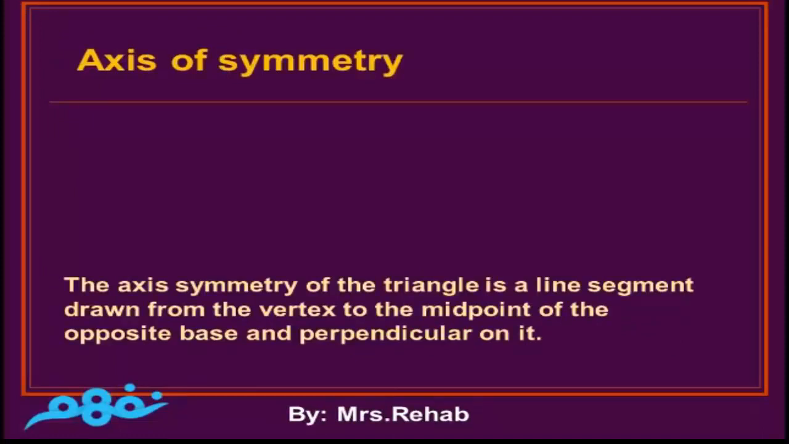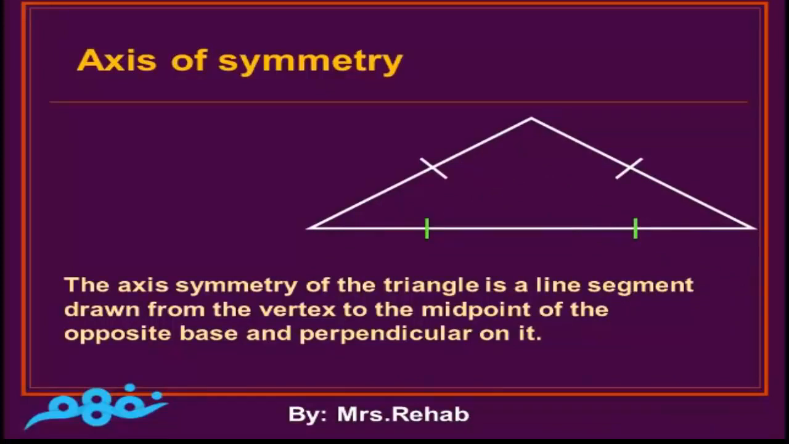Axis of symmetry. The axis of symmetry of the triangle is a line segment drawn from the vertex to the midpoint of the opposite base and perpendicular on it. يعني this median in the isosceles triangle بنسميه axis of symmetry لأنه بيكون bisect للvertex angle و bisect للbase and perpendicular on the base.